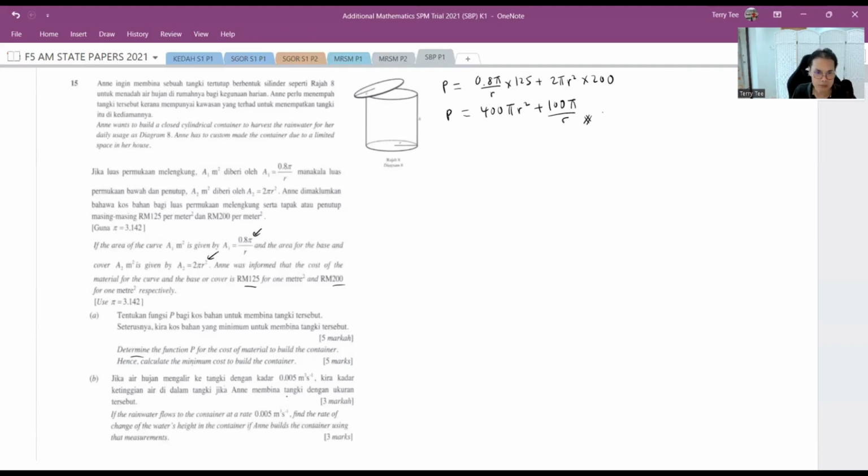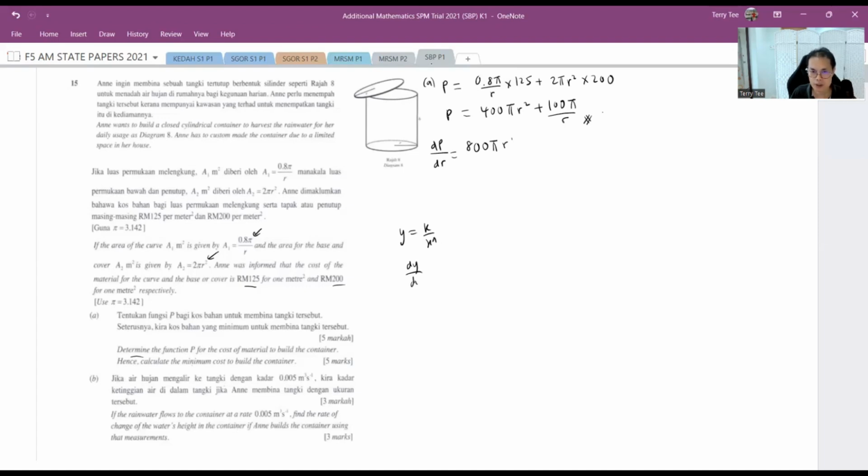Okay, now then calculate the minimum cost. To find the minimum or maximum, of course, we need to differentiate dP/dr. So when I differentiate, bring the power 2 down. 2 times 400 is 800 pi. Reduce the power of r by 1, it is r to the power 1. Now, in the event that r is below, I like to use this formula, for those who don't know, y equals k over x to the power n.